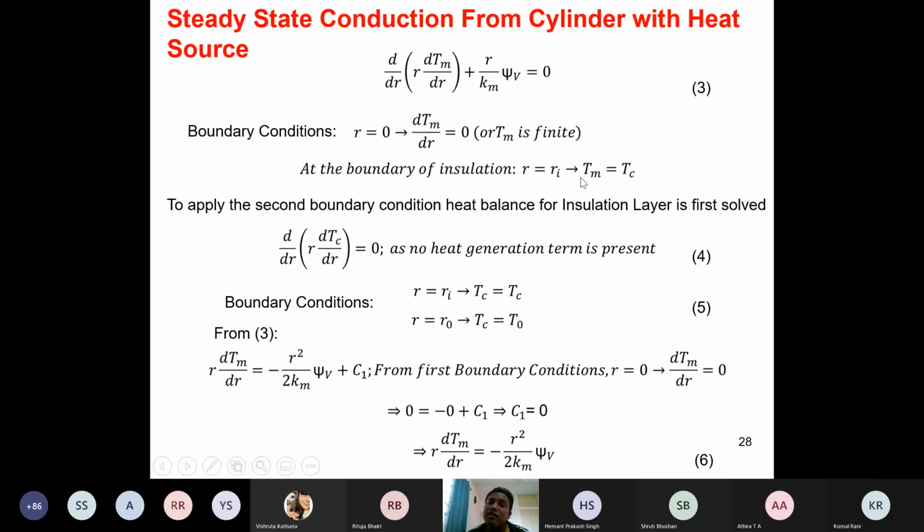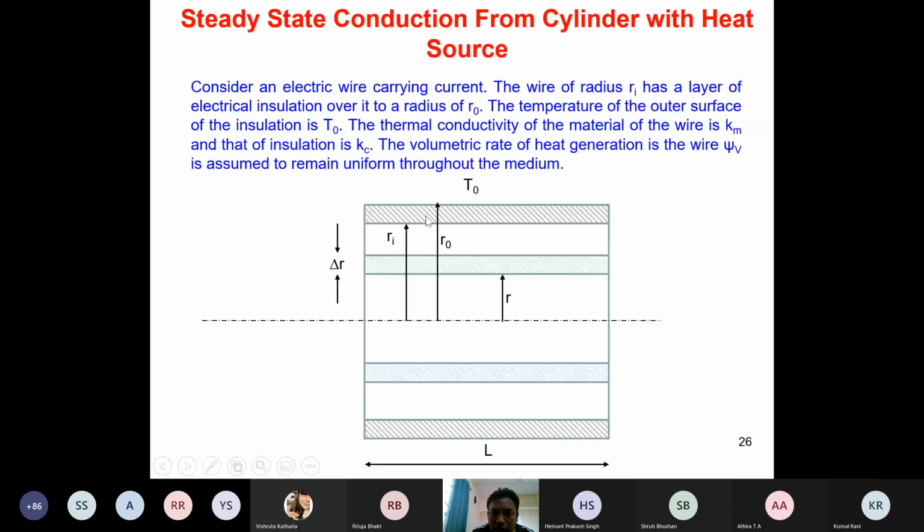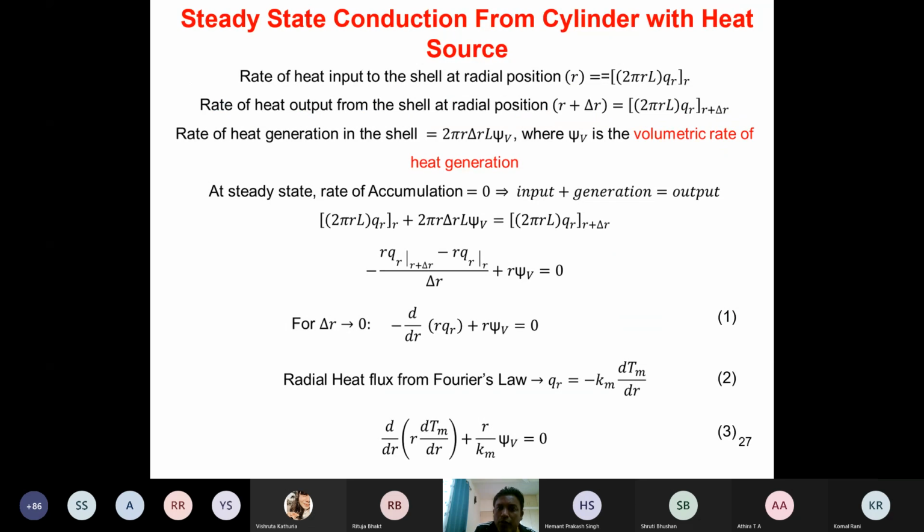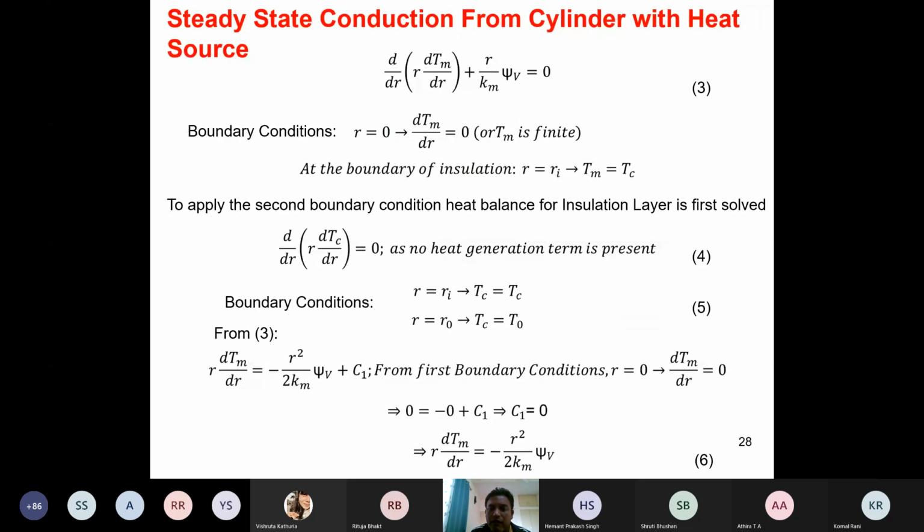For applying the second boundary condition, we need to solve the heat balance also in the insulation. Up to equation 3, we have solved the heat balance only in the metal wall, isn't it? But since the second boundary condition requires the temperature at the boundary of the metal wall and the insulation, we also need to solve the heat balance in the insulation layer, which is outside this metal wall here. Is it clear to everyone? Are you all able to follow what I'm saying? Yes, sir.